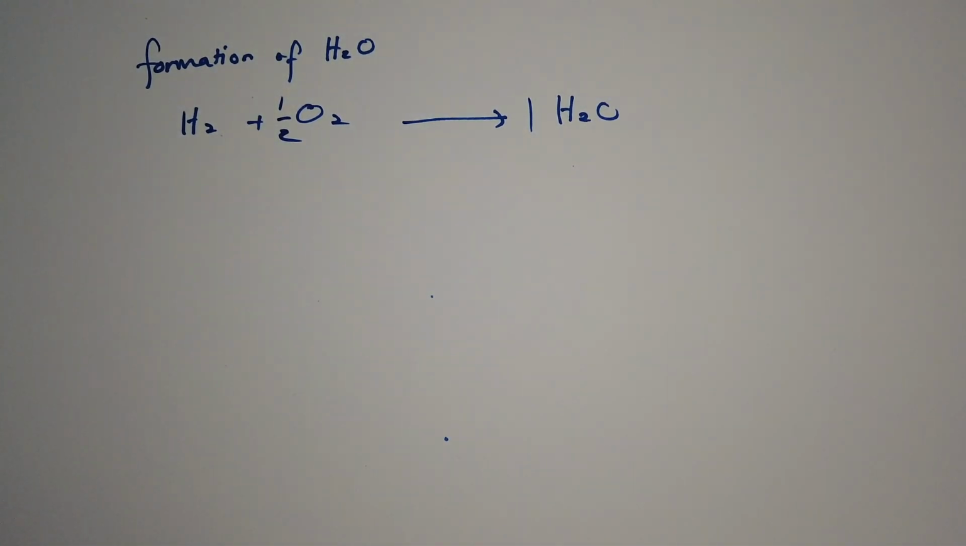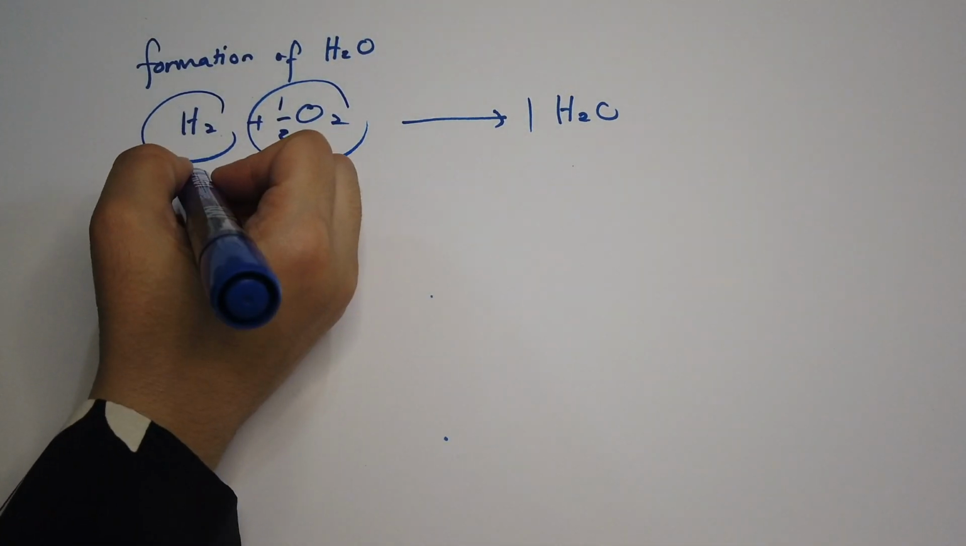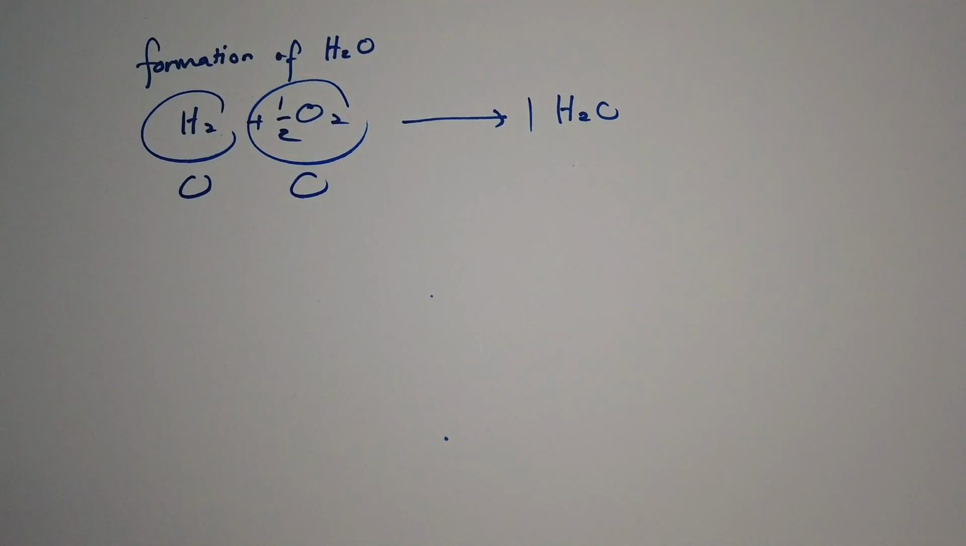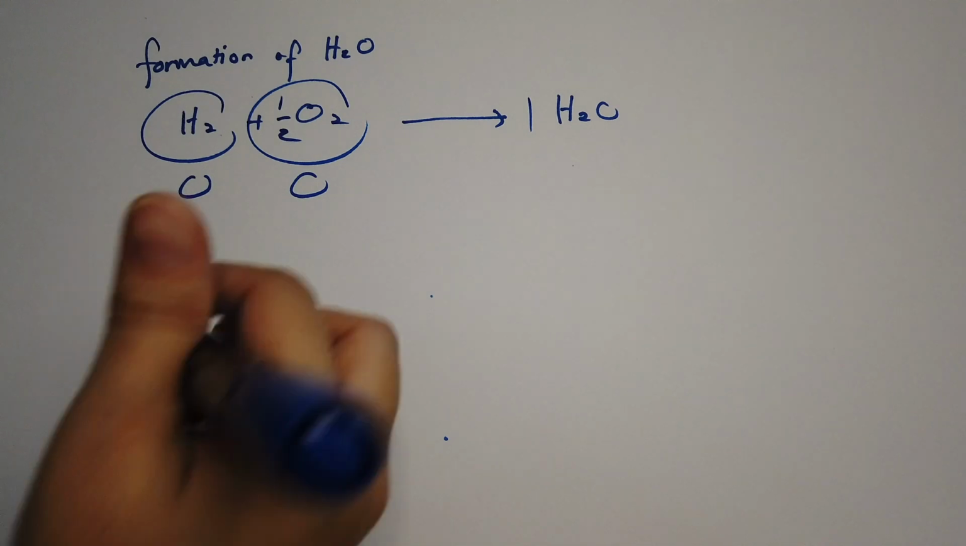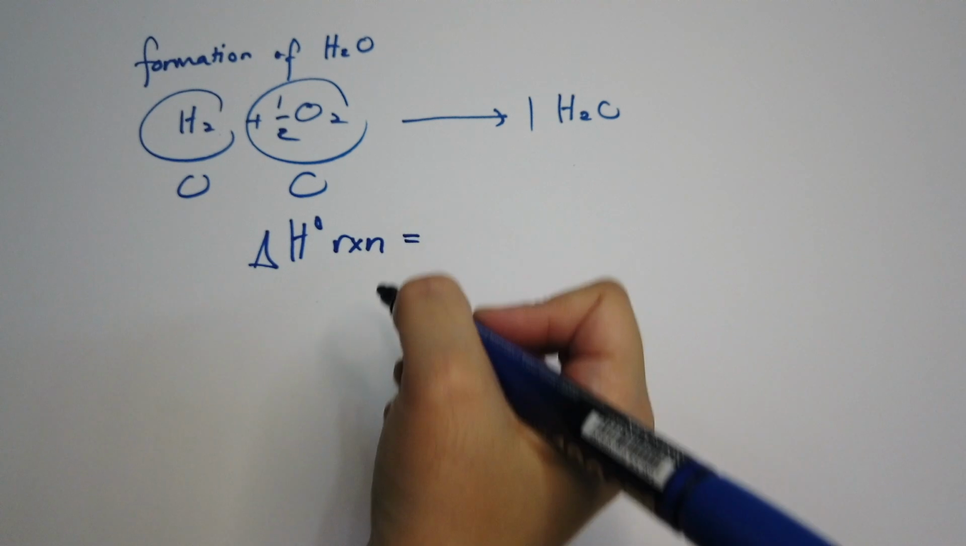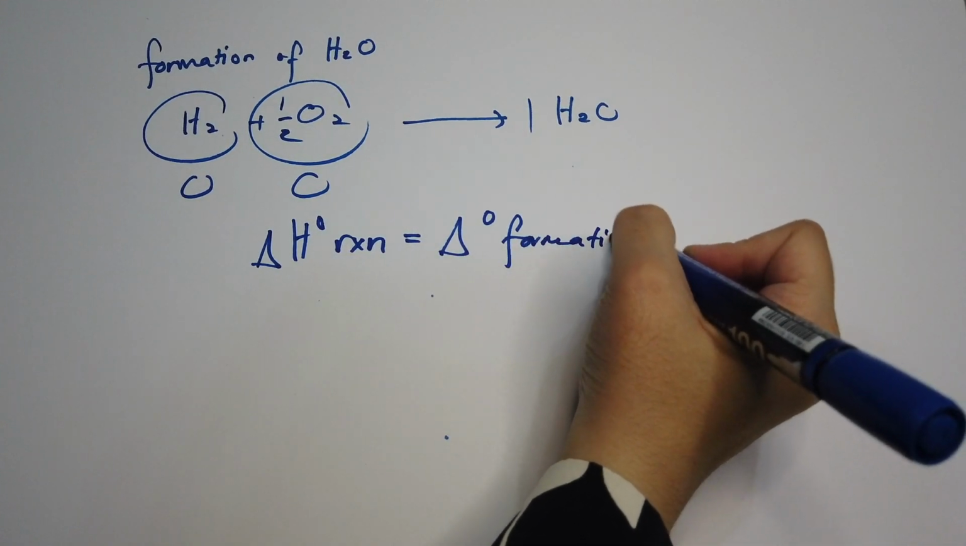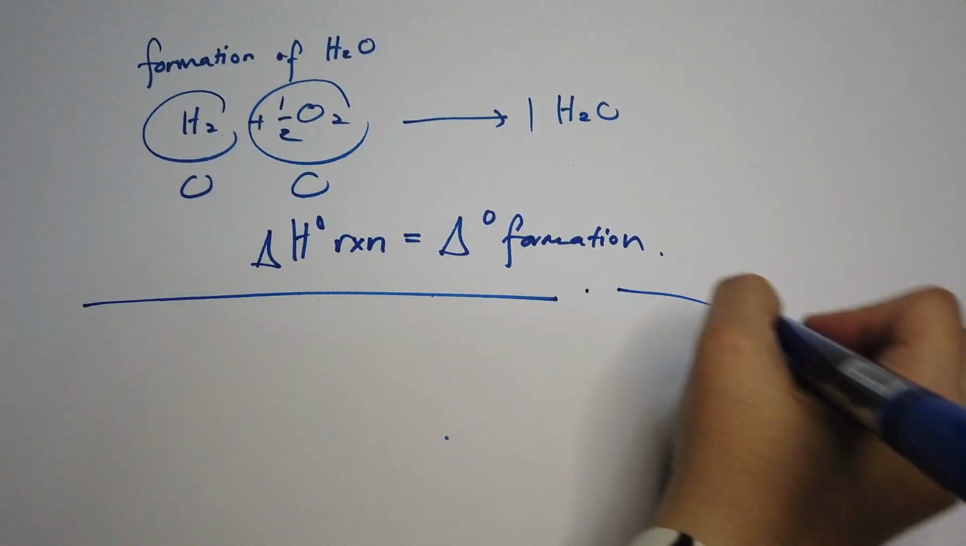Then if you look at the heat of formation, the heat of formation for elements in their natural state, these are elements in their natural states, should always be equivalent to 0. So therefore, in this case, what we can find is that the delta H of reaction shall be equivalent to the delta H of formation. Okay, this is the reason why.